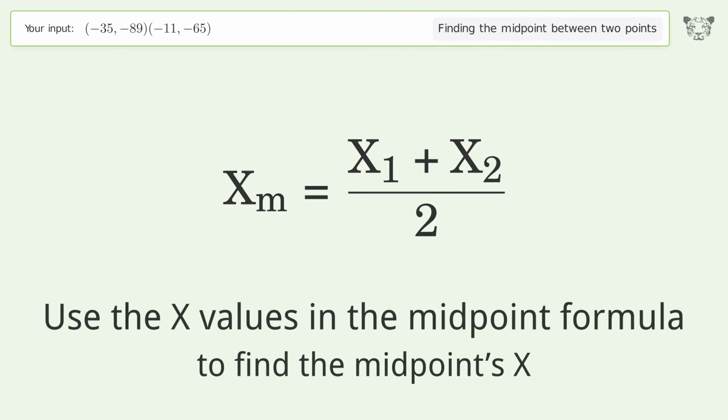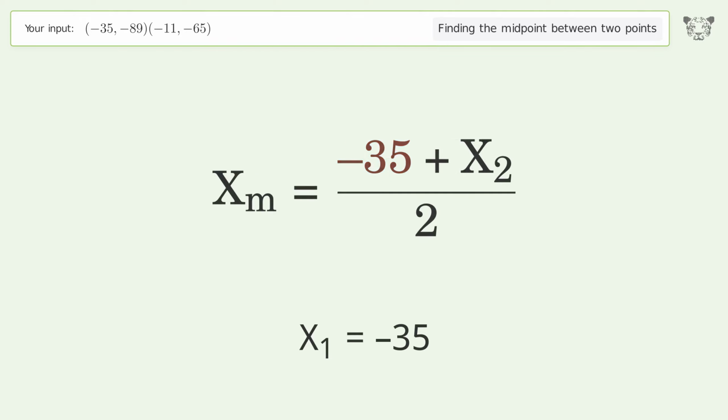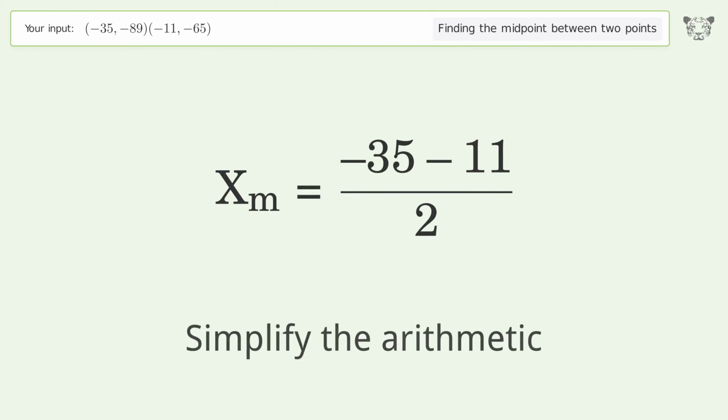Use the x values in the midpoint formula to find the midpoint's x. x1 equals -35. x2 equals -11. Simplify the arithmetic.